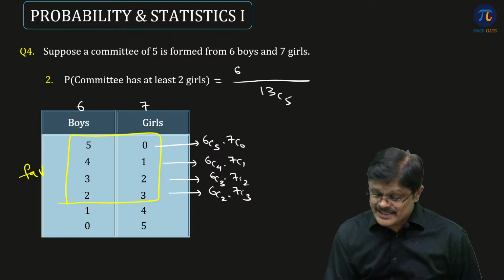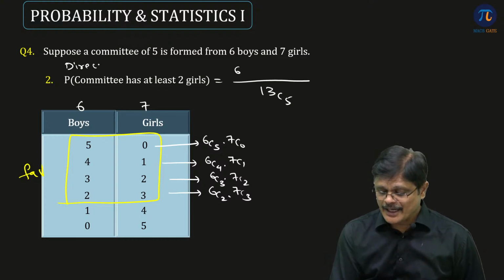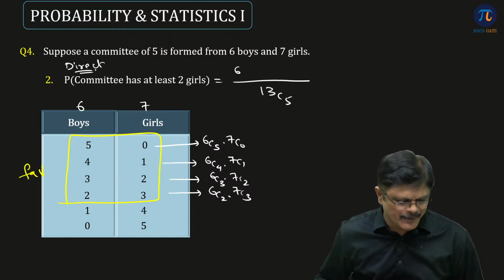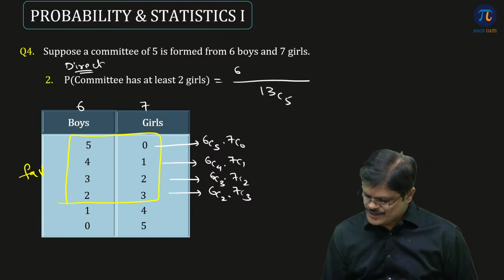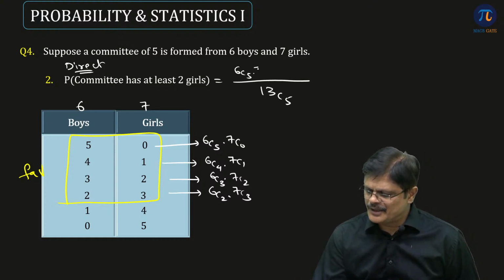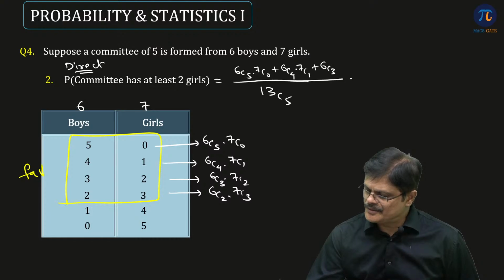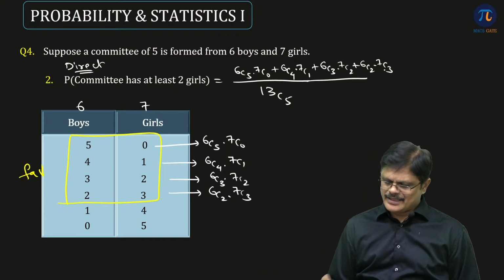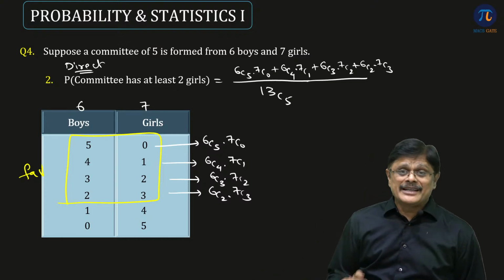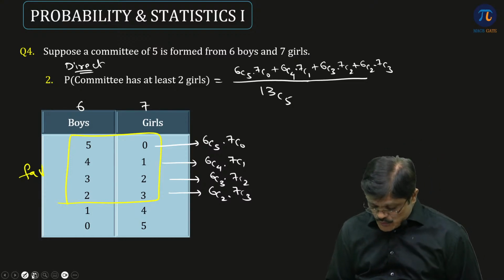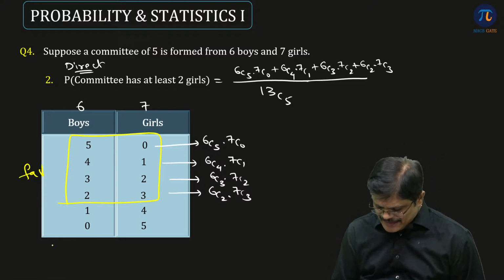Favorable is, this is the direct method. I also have an indirect method for this. So what is it? 6C5 into 7C0, 6C4 into 7C1, 6C3 into 7C2, 6C2 into 7C3. Direct way. But there is one more way. We can also handle this problem indirectly.